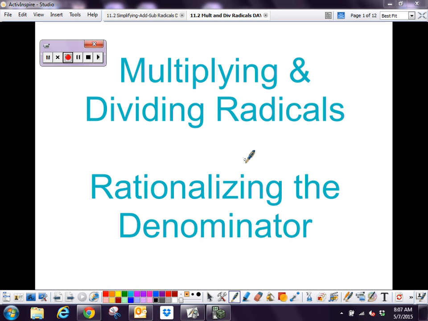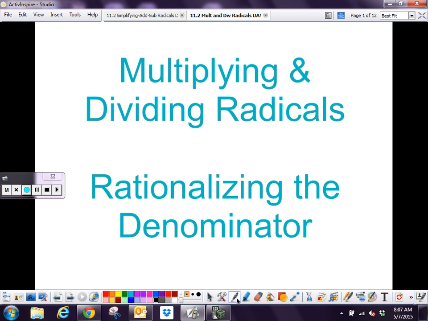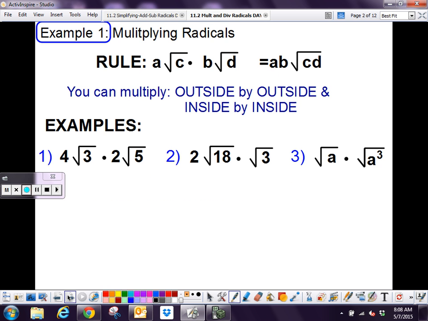Okay, so last time we talked about how to add and subtract radicals, and we talked about how to simplify those. We're going to go a little bit deeper today and talk about how to multiply and divide radicals. And with that, there's going to be a big rule that we're going to talk about later. So we're going to talk about how to rationalize the denominator.